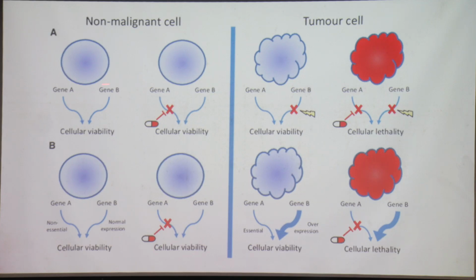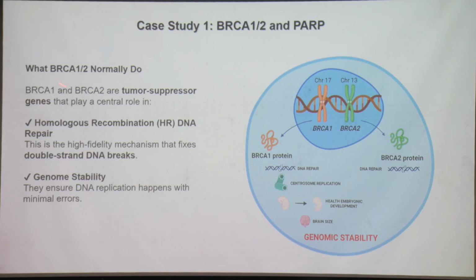Non-malignant cells have 2 ways to attain cellular viability. So whether you delete gene A or gene B, the cell remains viable. But in tumor cells, one is already defective, so if you inhibit the other one, they die, and normal cells live. You know about BRCA1, BRCA2 and PARP, but I'll briefly tell you once again and then we'll discuss 4 other cases. So what are the functions of BRCA1 and BRCA2?